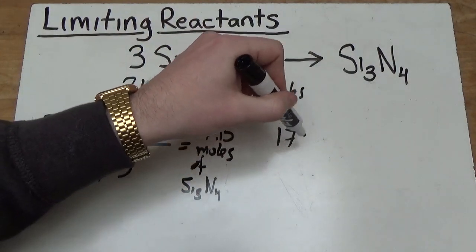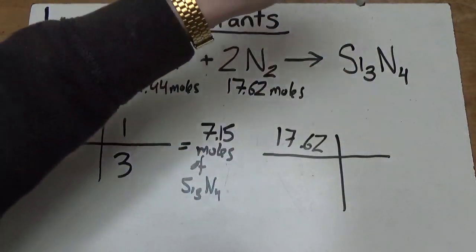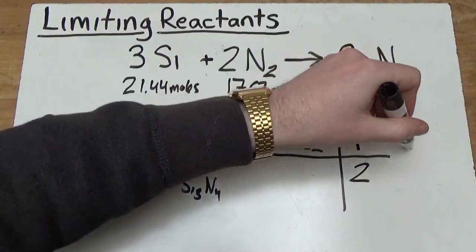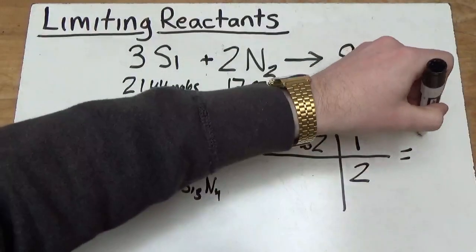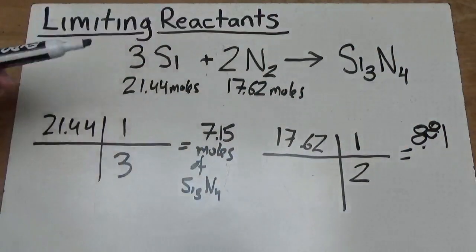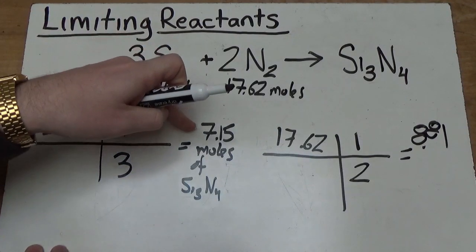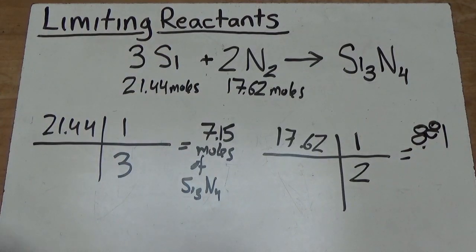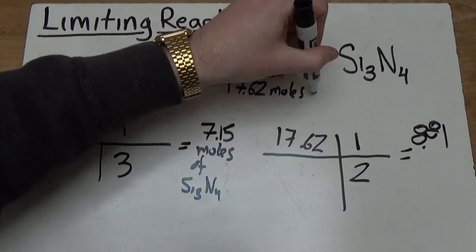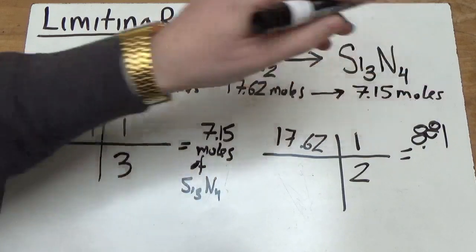Let's think about it from the other angle here. I have 17.62 moles of N2. The ratio is 2 to 1. And that's going to lead me to 8.81 moles of Si3N4. So with this 21.44 moles, I was able to create fewer moles than with this. That means that Si in this case is limiting, and the amount that I will produce is 7.15.